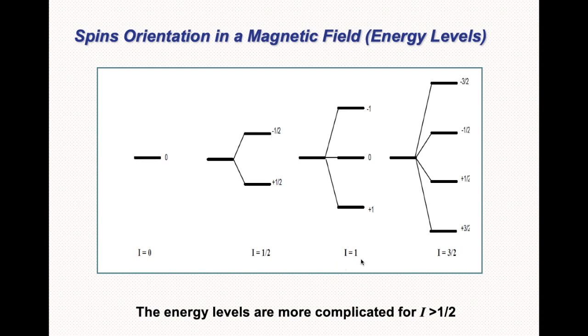Similarly, if your nucleus has spin one, then we can have three different spin states, and accordingly we can observe different transitions. Similarly, if you have a nucleus with a 3/2 spin, we can have four different orientations. Accordingly, we can have different transitions among these nuclear energy states. So as you can see from this diagram, as the spin quantum number of the nucleus increases, the number of energy states increases, and accordingly the number of transitions also increases.